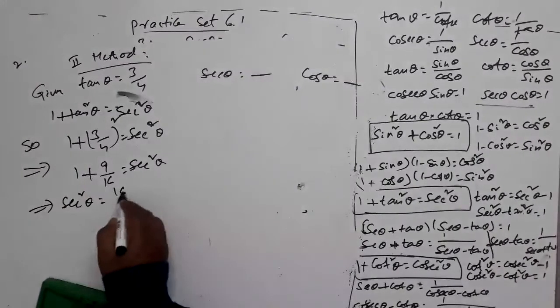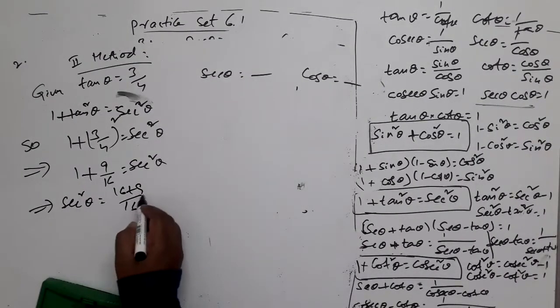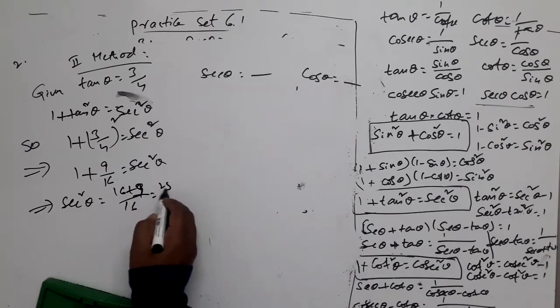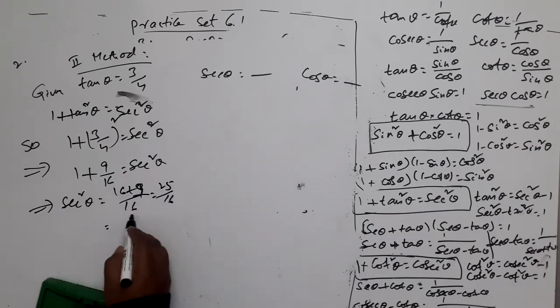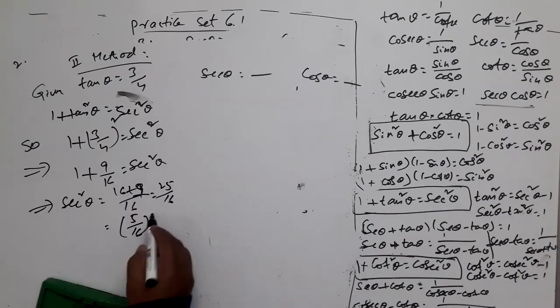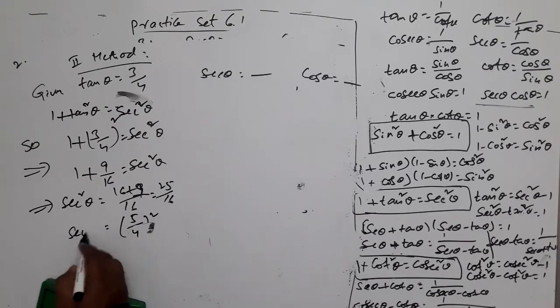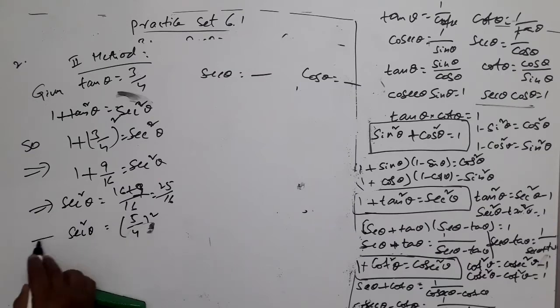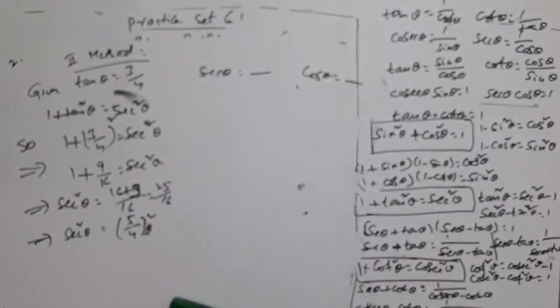So what is secant square theta again? I am writing. Simplify this. 16 plus 9 by 16, right? So this is 25 by 16. That is 5 by 4 whole square. Can I write it like this? Why I am writing like this? Because left hand side part is a square part, right? Square thing. Now secant square theta is 5 by 4 whole square.